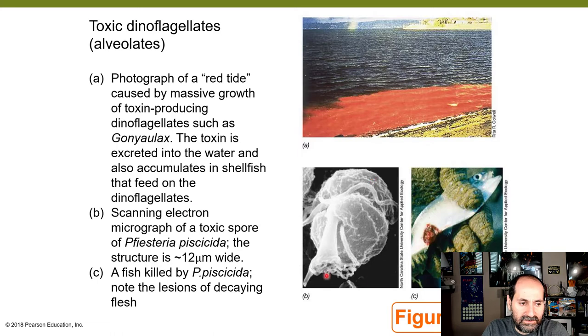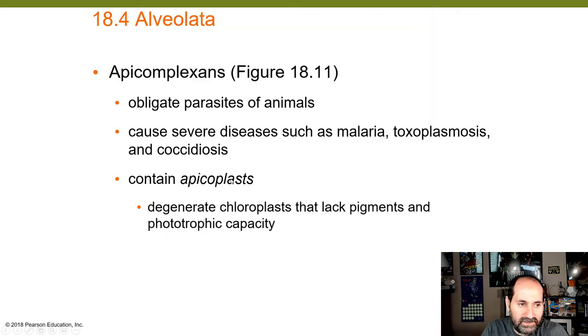Here's an electron micrograph of Pfiesteria. I'm not even going to try to pronounce its species name because it's a tongue twister for me. So here is your Pfiesteria. And in C, you can see the fish killed by Pfiesteria and the lesion that decaying flesh it left behind. And keep in mind, if people eat the fish, the marine life, that are poisoned by Pfiesteria, that could lead to human poisoning as well, like food poisoning.